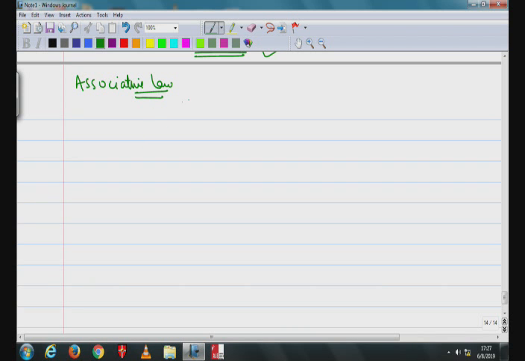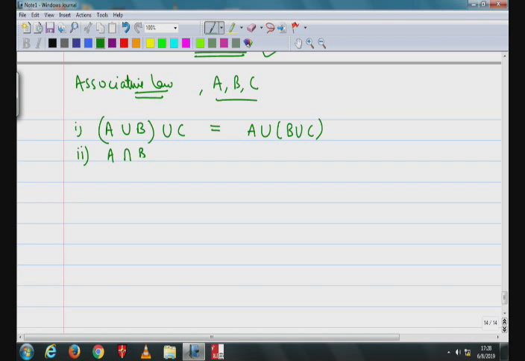So associative law, let's say there are 3 sets, A, B and C. It says A union B union C is the same as A union B union C, and the same works for the intersection. A intersection B intersection C is the same as A intersection B intersection C. So we are going to prove the first one, the second one you can prove.